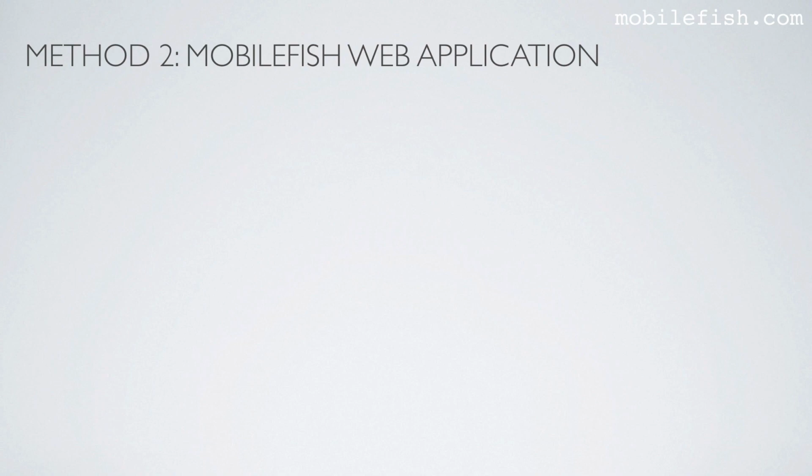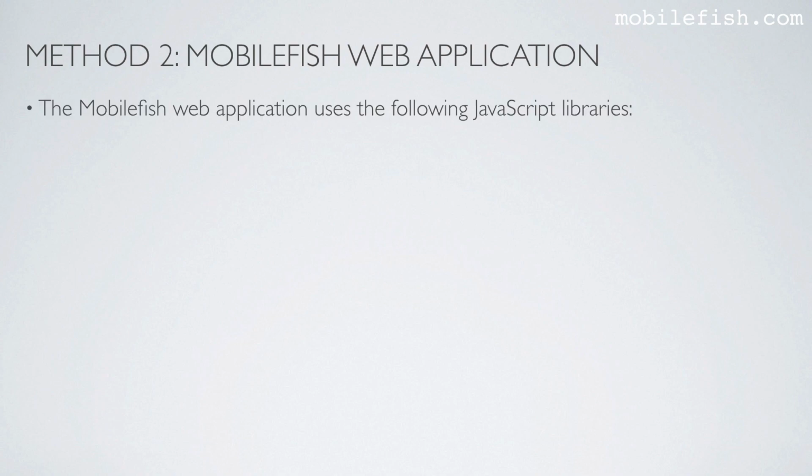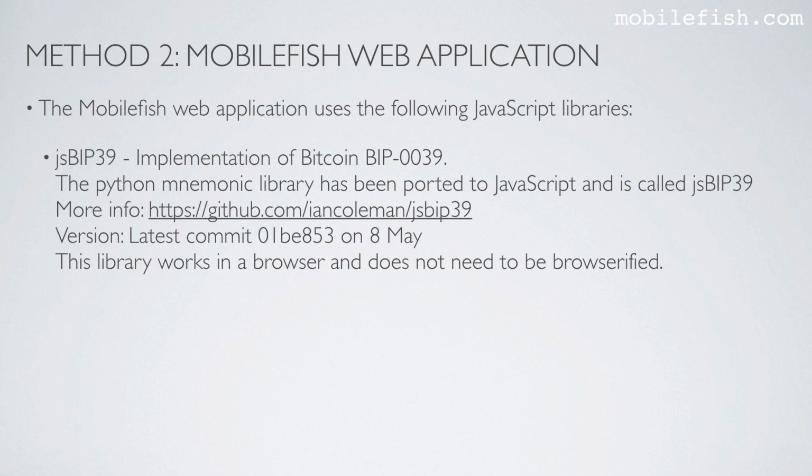This is the second method. The Mobilefish web application uses the following JavaScript libraries. The first JavaScript library is JSBIP39. It is an implementation of Bitcoin BIP39. The Python mnemonic library has been ported to JavaScript and is called JSBIP39. For more information, see this GitHub page.